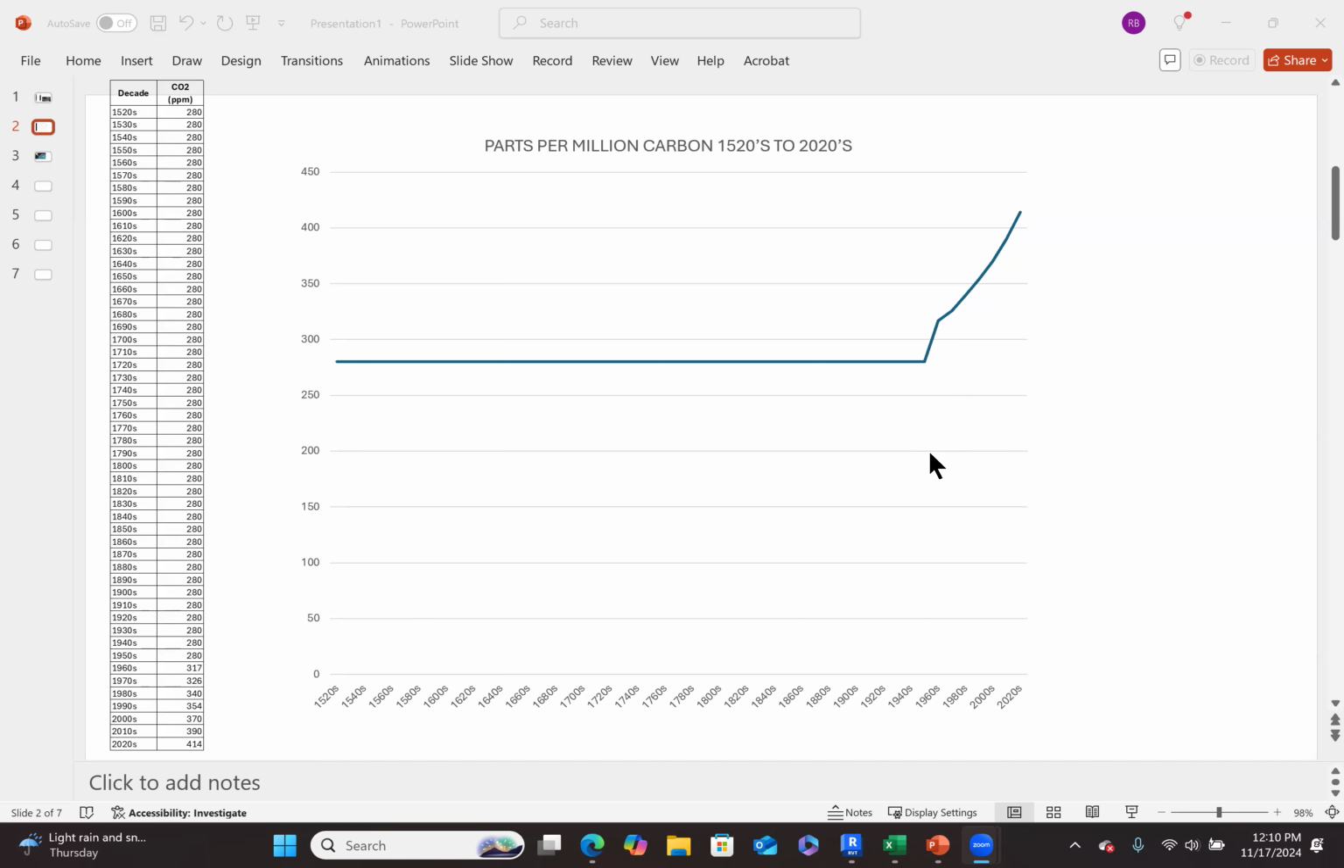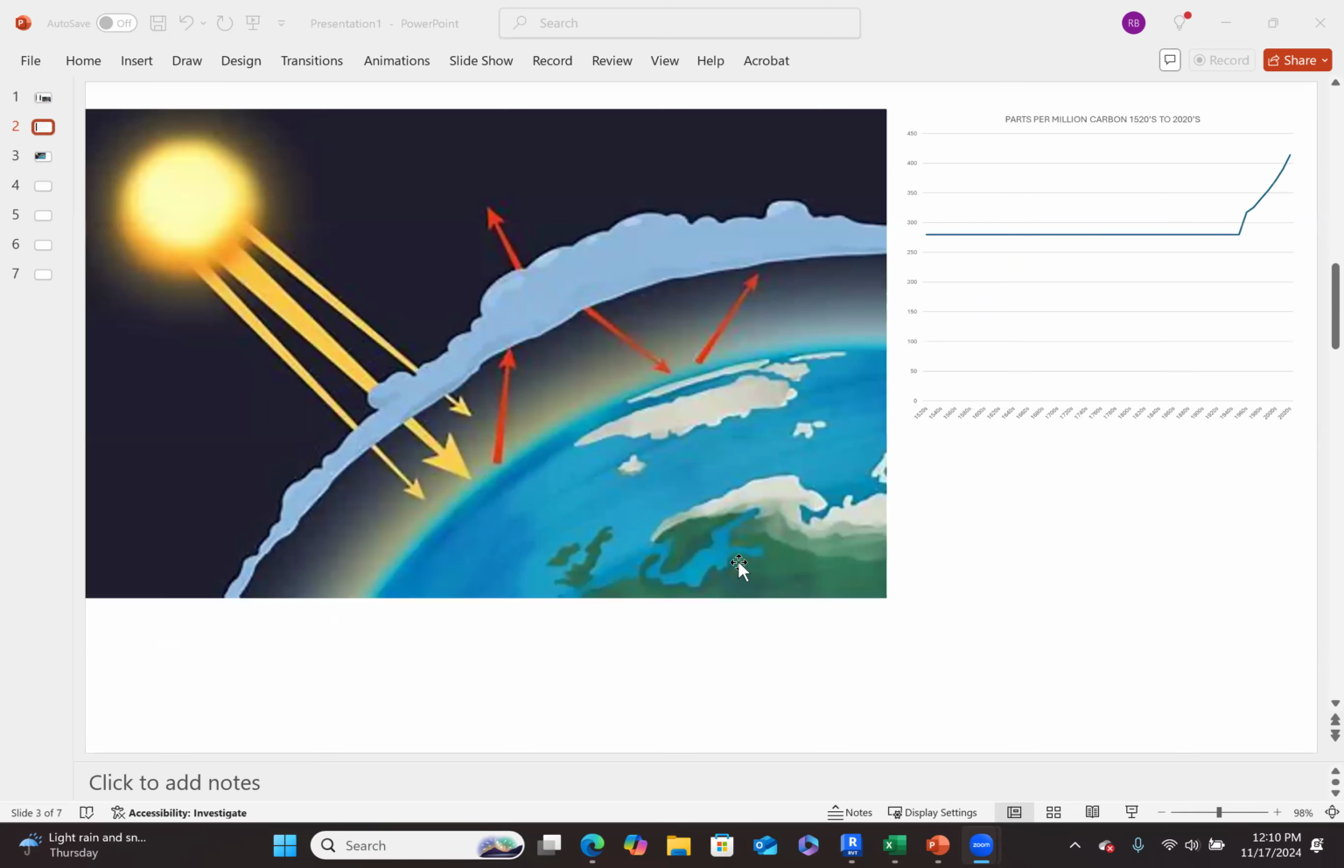And what that was, is that we're adding more carbon to the atmosphere by parts per million. So before the Industrial Revolution, we had a pretty steady line of carbon parts per million in the atmosphere. And now it's starting to rise up in parts per million.